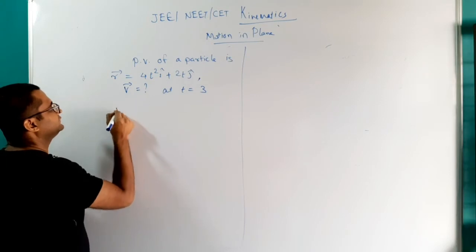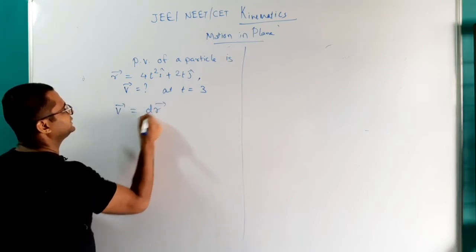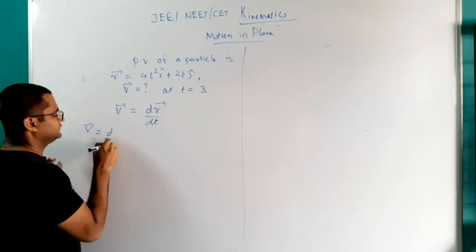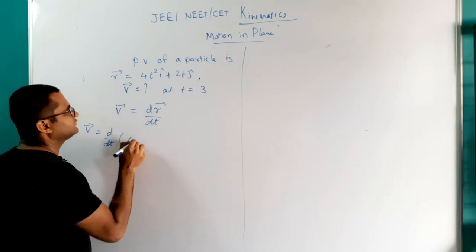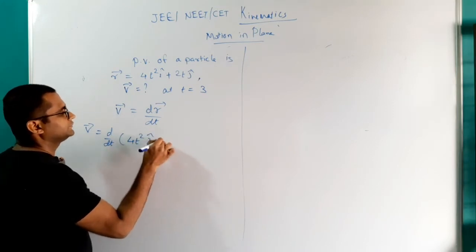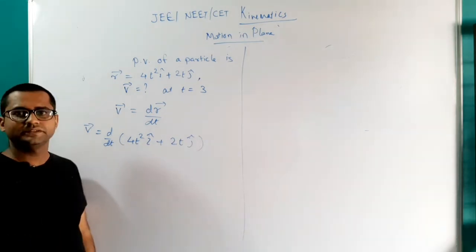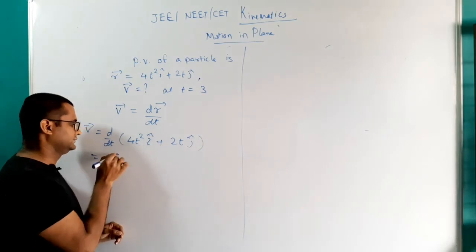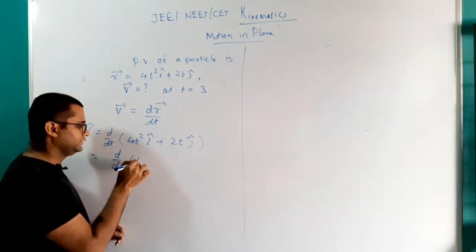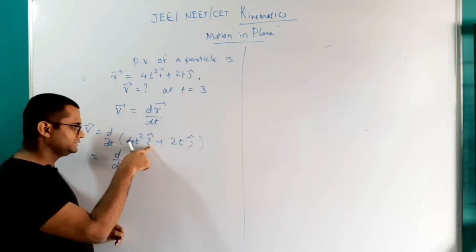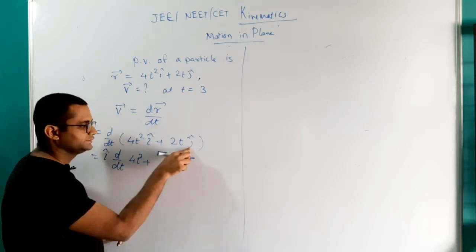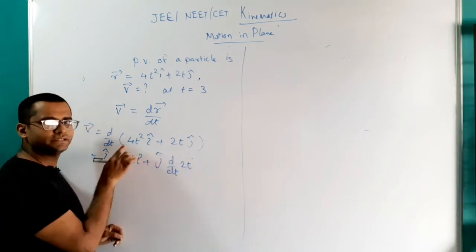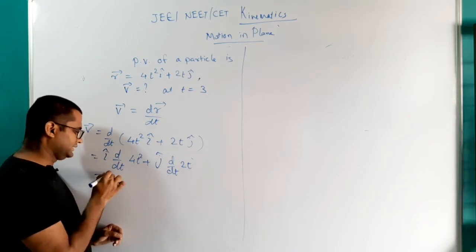Since we have displacement, we know that velocity is the rate of change of displacement. Fine. So we will take the derivative of this. V bar equal to d by dt of r bar, which is 4t square i cap plus 2t j cap. This is our r vector. Now what we will do? We will separate the derivative, since derivative can be separated over the plus sign. D by dt of 4t square, and since i cap is a unit vector, it is constant, take it out. Plus, since j cap is again a unit vector, take it out, d by dt of 2t. Okay, so we have separated the derivative. Now i cap is as it is.